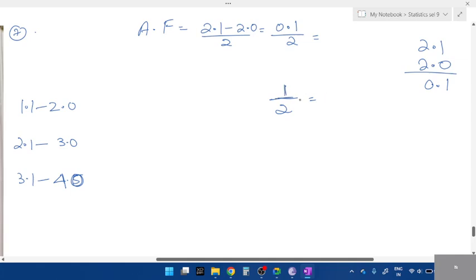Half meaning is what? Think like this. Half meaning is 0.5, but how many decimals were already there in the numerator? 1. So you have to convert another 1 decimal. So it is 0.05. Okay. So what's the value? 0.1 divided by 2 is 0.05.